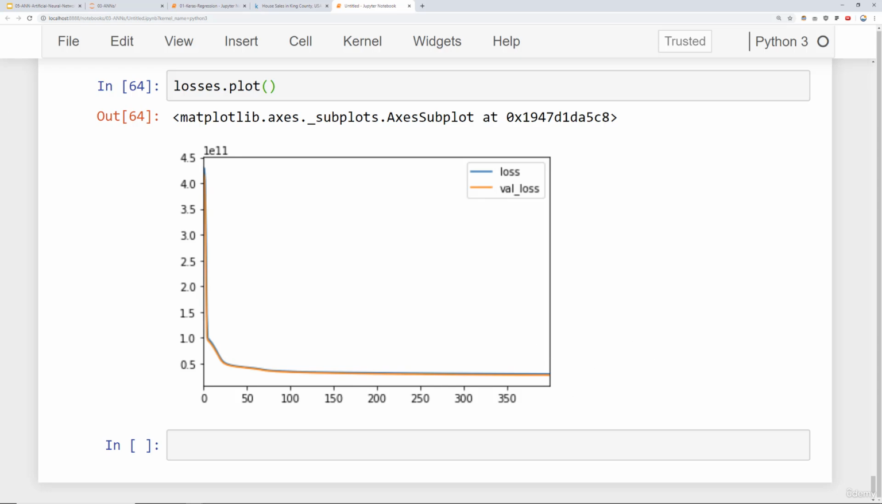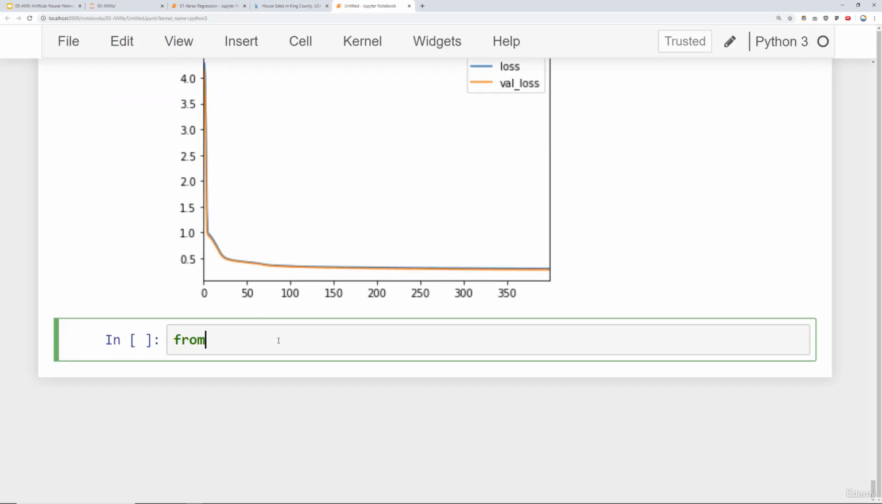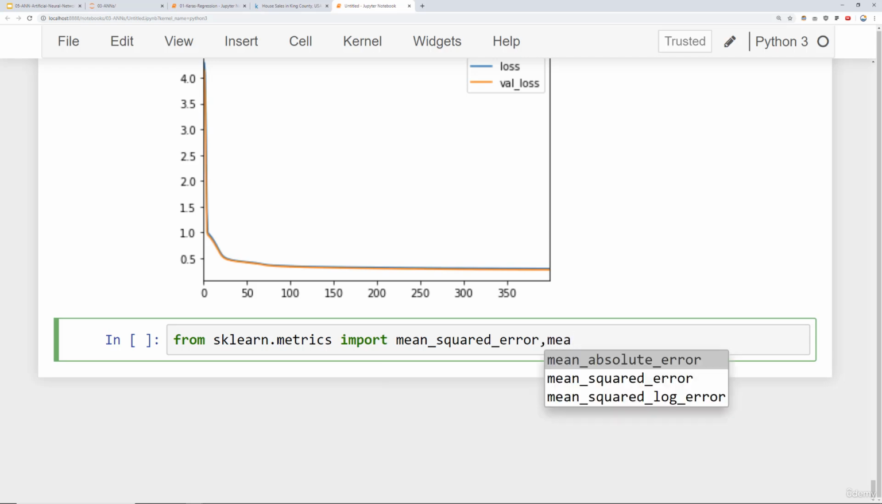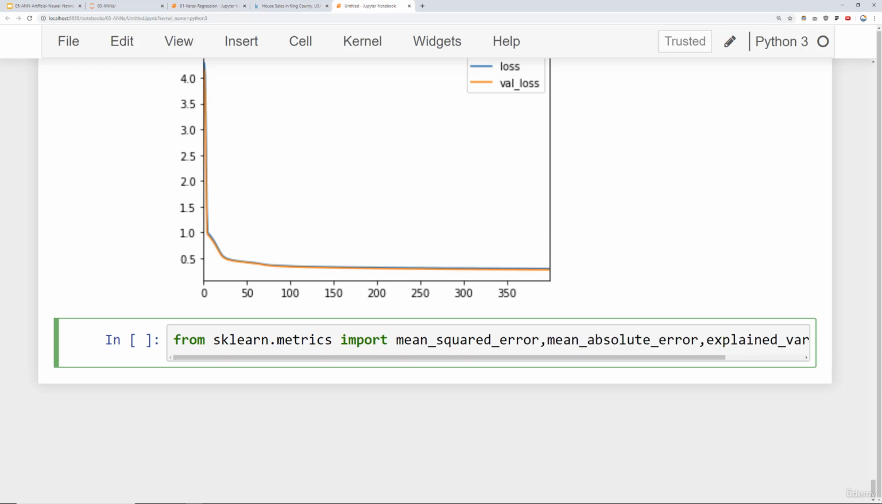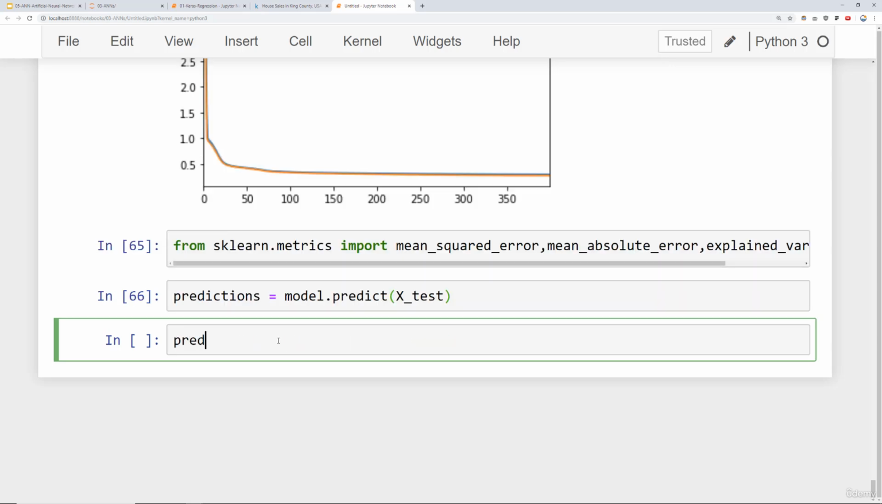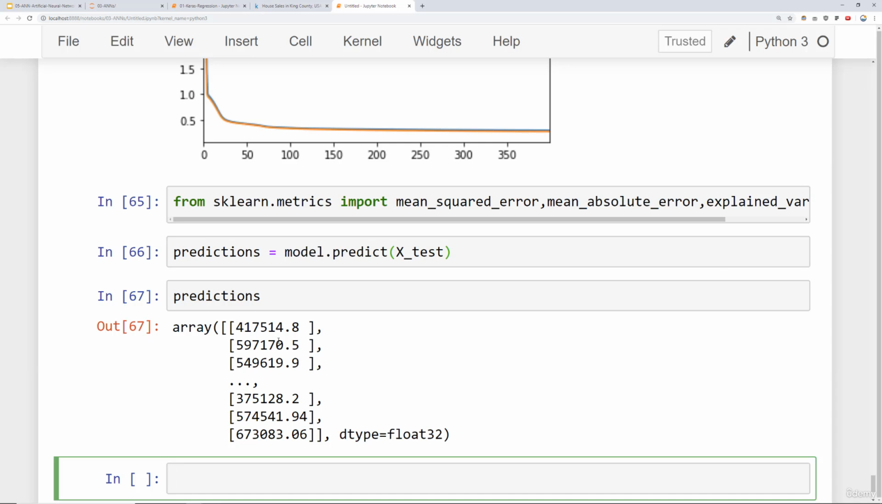Okay, now let's do some evaluation on our test data. We can use a variety of methods for this. We can say from sklearn.metrics import things like the mean squared error, the mean absolute error, and even, if we want, an explained variance score. What we do here is grab our predictions by saying model.predict on the test set. We run that, and now we have our list of predictions, and we're going to compare these to what we know are the correct values.